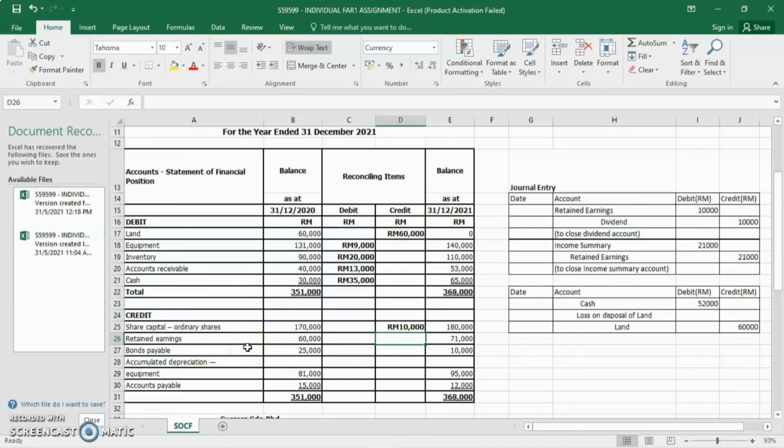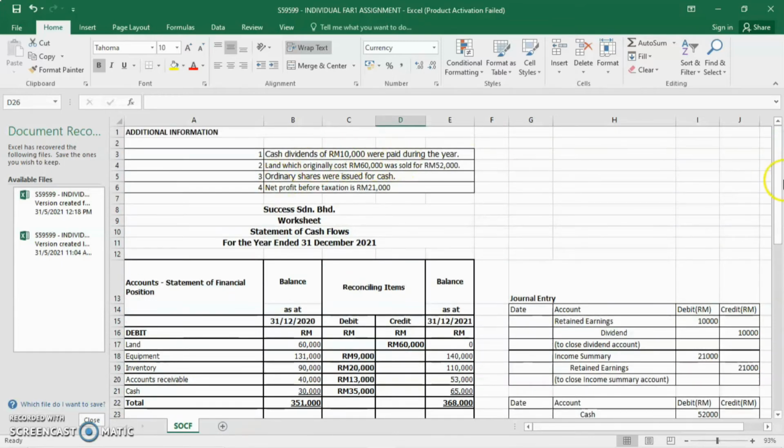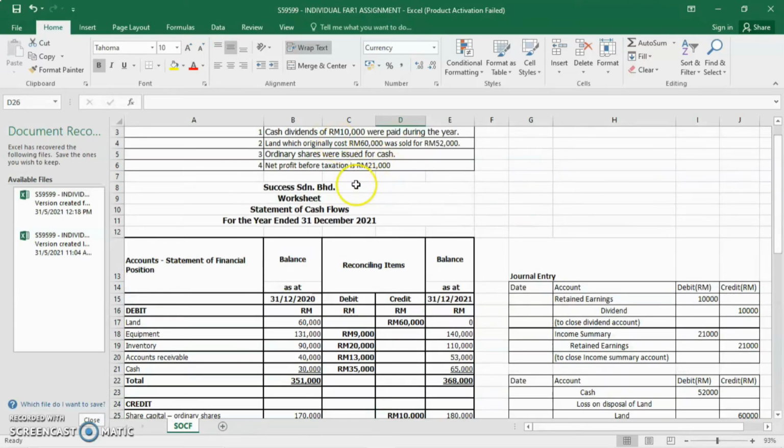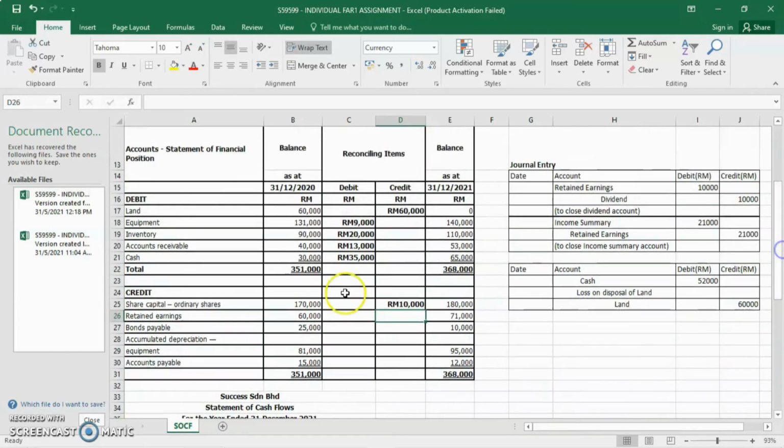Retained earnings, we should close dividend and income summary account. So to close dividend account, we should debit retained earnings and credit dividend 10,000 from additional information here. And to close income summary account, debit income summary, credit retained earnings by 21,000 from additional information here. So this you can get from this and this from this.